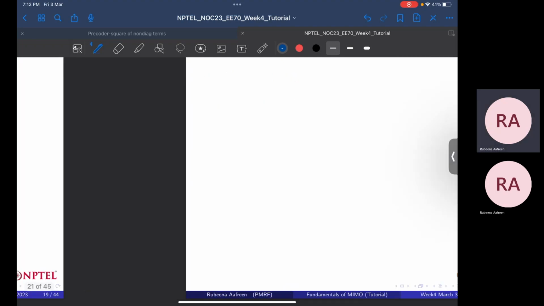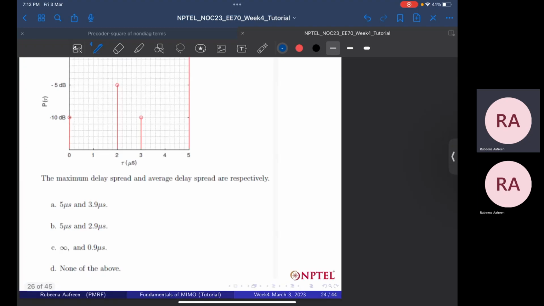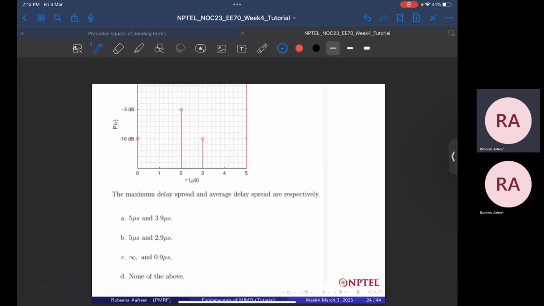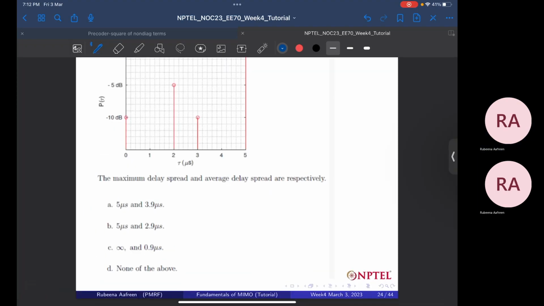Before we move forward, we will see some questions. Okay, I think it got cropped a bit. So this signal power at 5 microsecond is 0 dB. Now it is asking for the maximum delay spread and average delay spread.